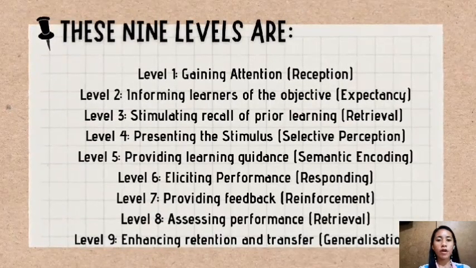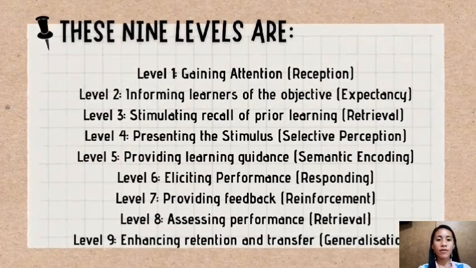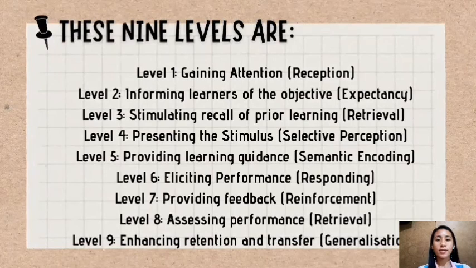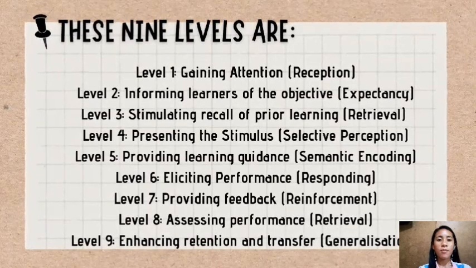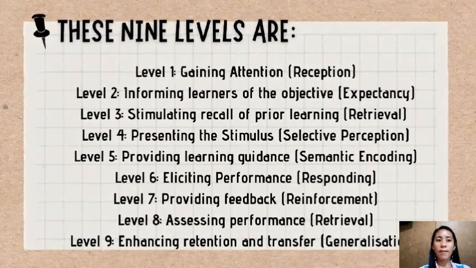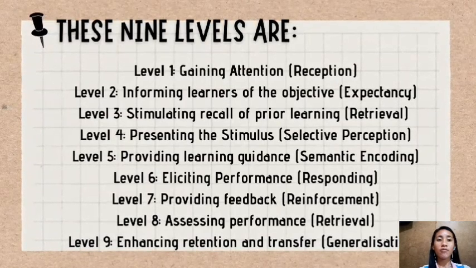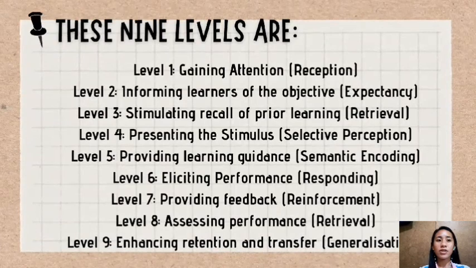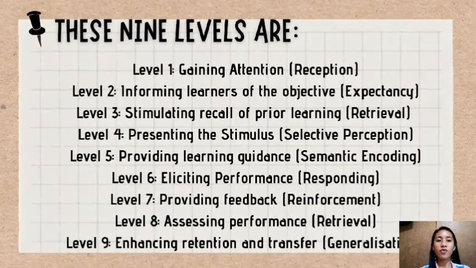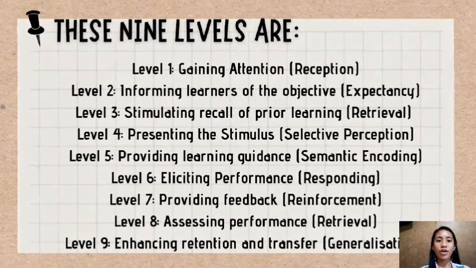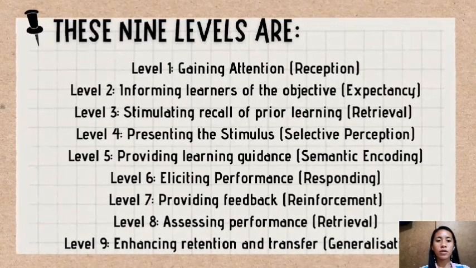Level 2, informing learners of the objective. This is where the teacher discusses what will be taught. Before proceeding to the main topic, give or read first the learning objectives or the lessons you will give for them to have an understanding or clear direction.